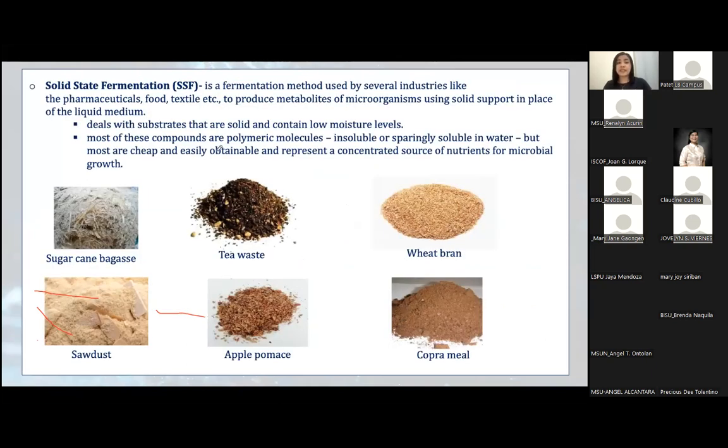Okay, now this is an example of fermentation, the solid state fermentation. You are using these mga waste products na ito as a substrate to grow microorganism. It's because we want good bacteria in the water and also good bacteria doon sa gut ng ating mga isda in order to promote disease resistance.